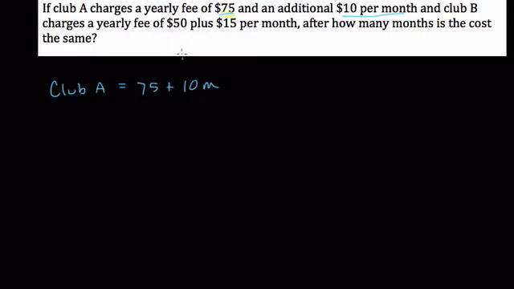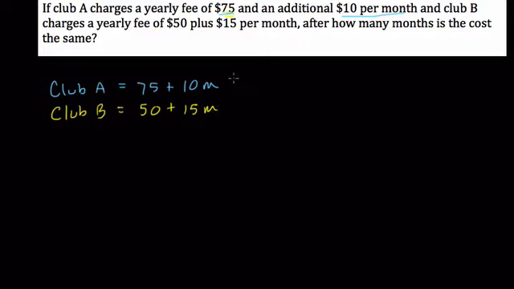So you want a function that models the cost over 1 year, which is $75 to start, and then you add $10 for each month. And that phrase, $10 for each month, is 10 times m. And now Club B, what does that do? Well, Club B has a yearly fee of $50 plus 15 for each month. Okay, after how many months is the cost the same?